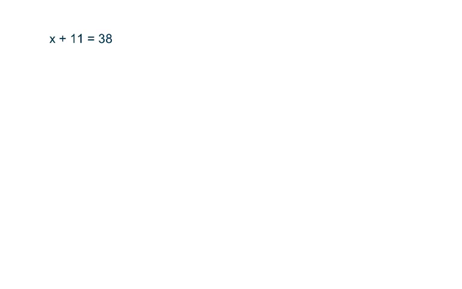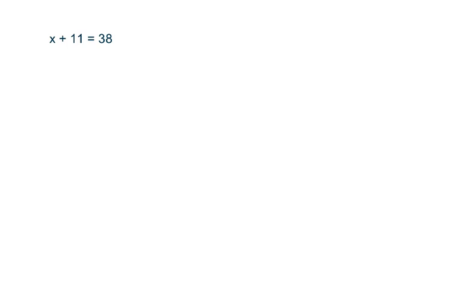The first equation we're going to solve is x plus 11 equals 38. In order to solve this equation, we need to get the variable by itself. So we want to get that x by itself. That means we need to remove the 11 from that side of the equation. And the way we're going to do that is through using the addition property of equality, which says we are allowed to add or subtract anything from one side of the equation as long as we do the same thing to the other side of the equation.